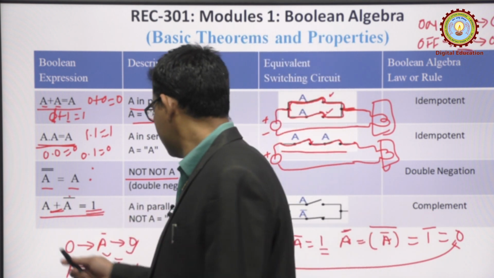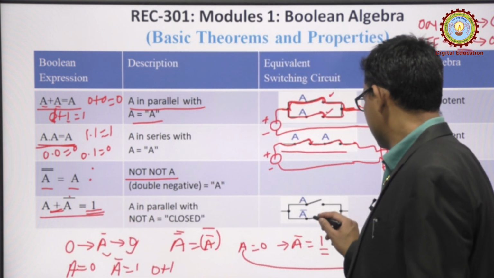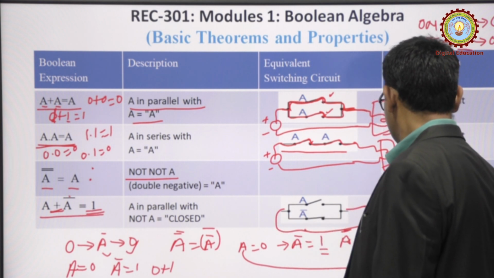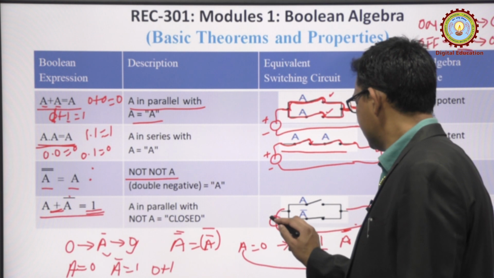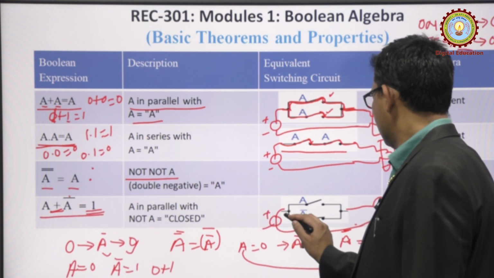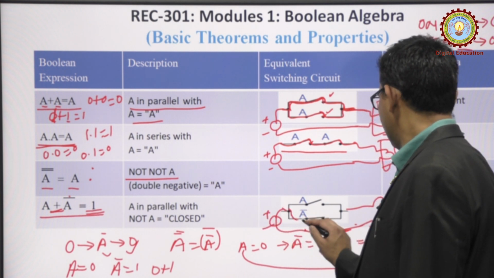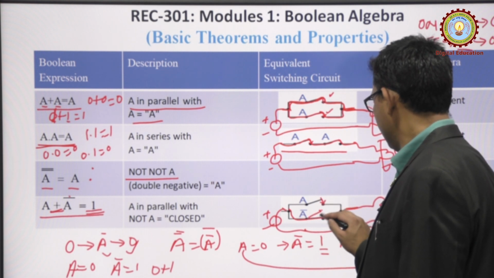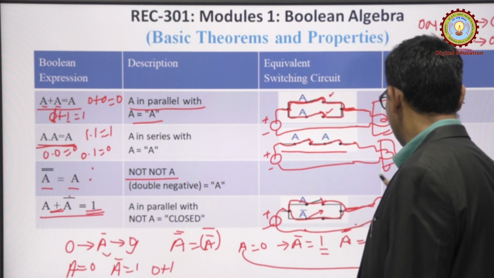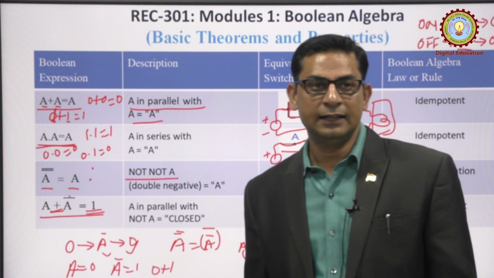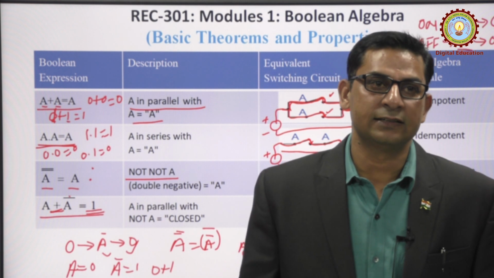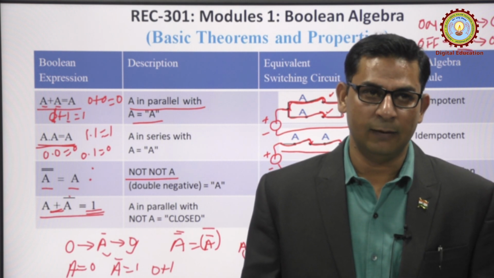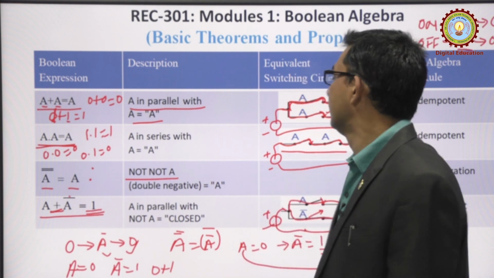because if this switch is closed, this switch is open. The current will go from here, and if this one is closed, the other will become open, so the current will go from here. In both cases, whether A is equal to 0 or 1, the output will remain 1, and the appliance will remain on. Okay.